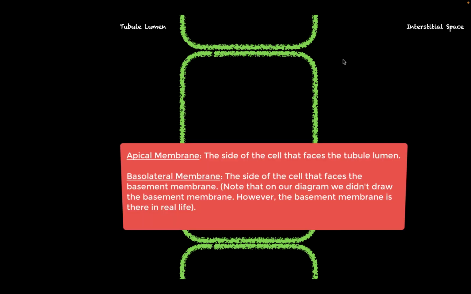So we basically have two sides on the screen. The first side is going to be the tubule lumen. So this is going to be inside the nephron. And then we're also going to have the interstitial space, which is outside the nephron. So please keep these two spaces organized because certain transporters are going to be on certain sides of the cell.